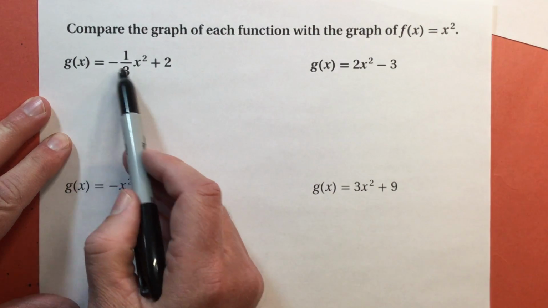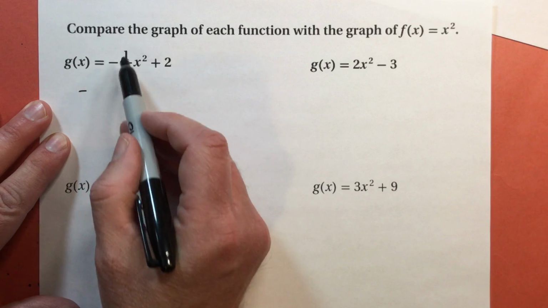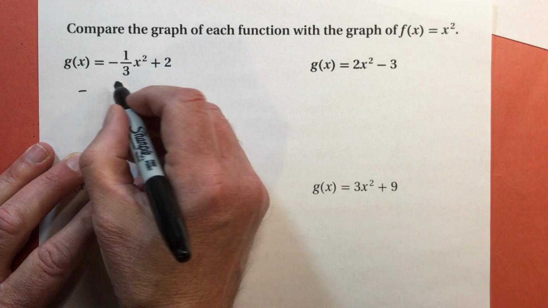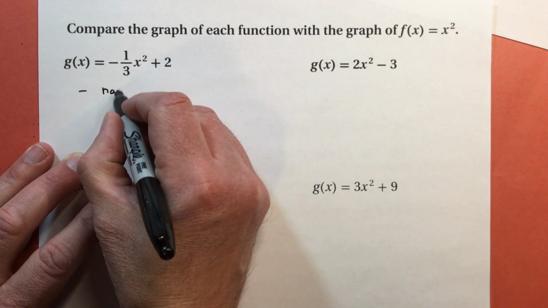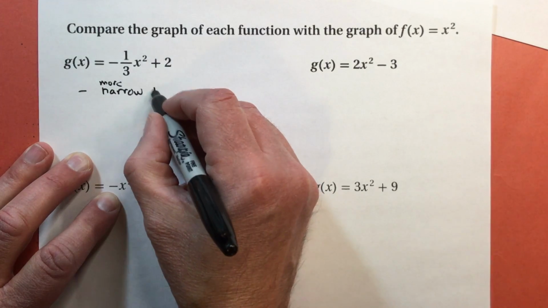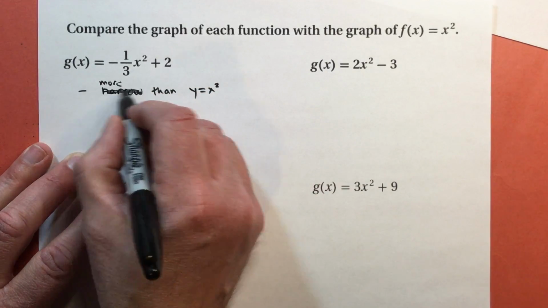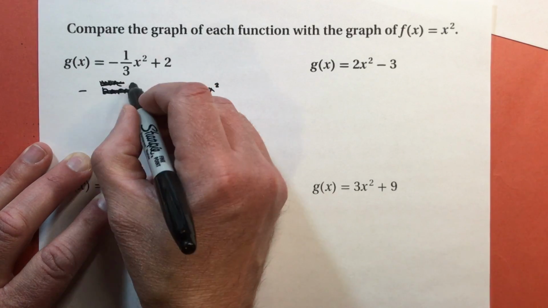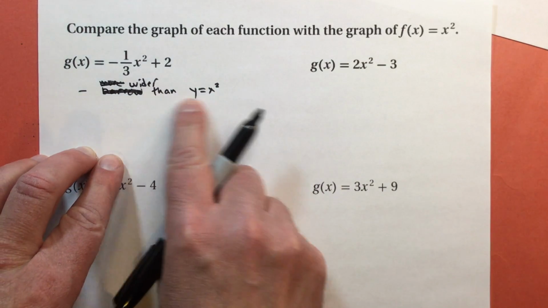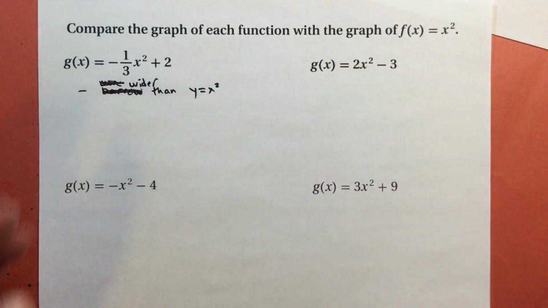And if it's negative, I have to break that into two parts. So first of all, the 1/3. This is going to be more narrow than y equals x squared. Whoops, sorry, I forgot which one I was doing. We'll say wider. This one's going to be wider than y equals x squared. So it's going to take my graph and spread it out that way.